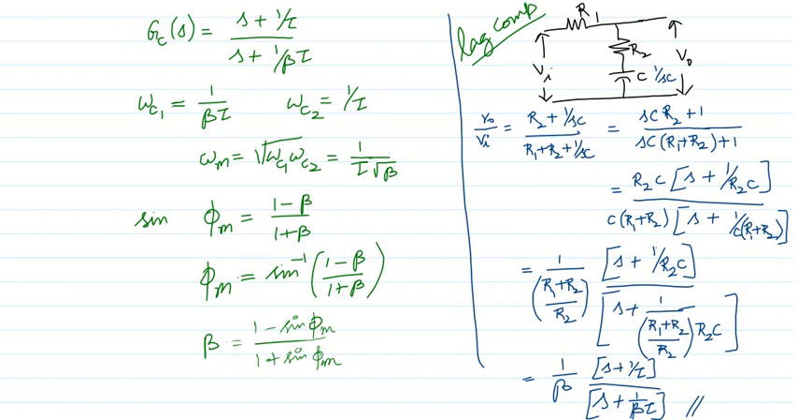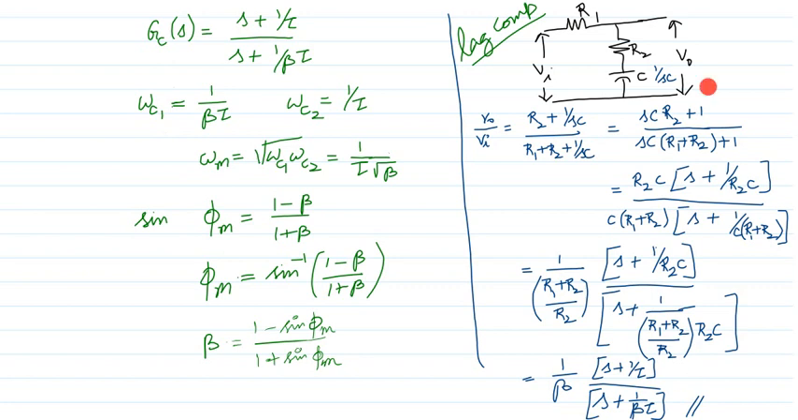I need this voltage. So the impedance is R2 plus 1 by SC divided by the total impedance R1 plus R2 plus 1 by SC. Now you have to manipulate this properly, taking common terms outside and just solving. Okay, you can follow this derivation easily. Then we get this expression.